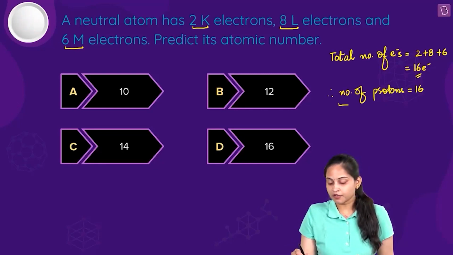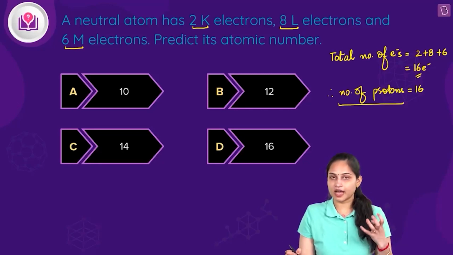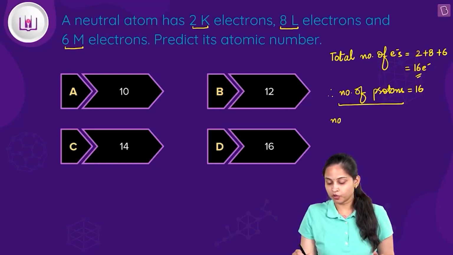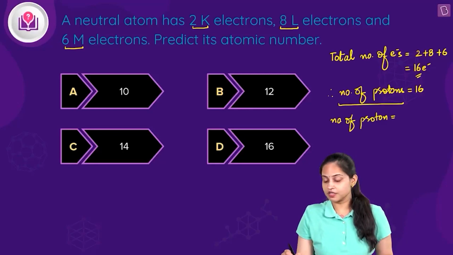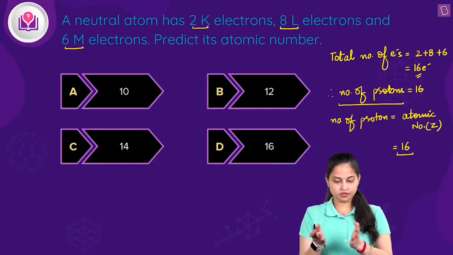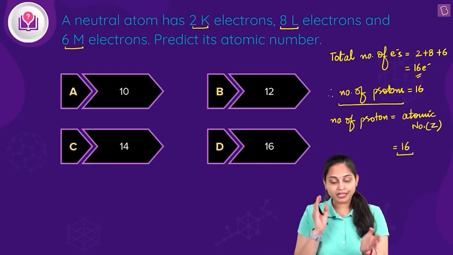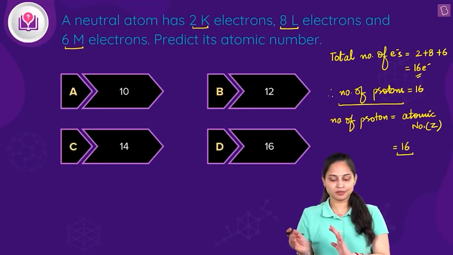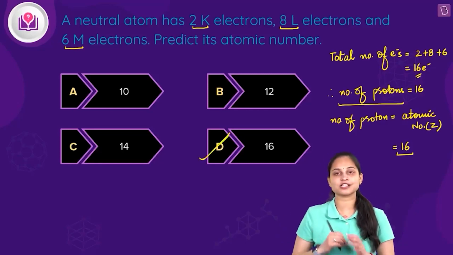Now the number of protons in the nucleus of an atom is actually equal to its atomic number, and we represent atomic number with Z. Hence it is equal to 16. So the atomic number is equal to 16. Hence the question is asking the atomic number only. Predict its atomic number. Option number D is the best suited answer for this question.